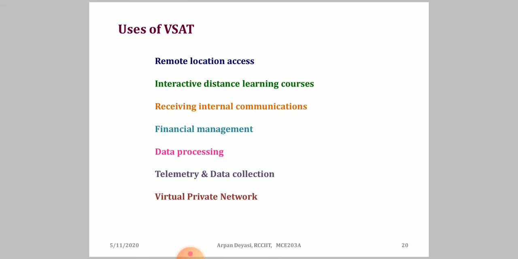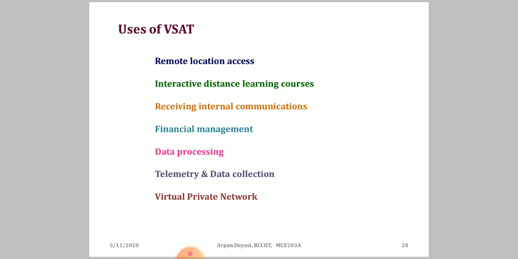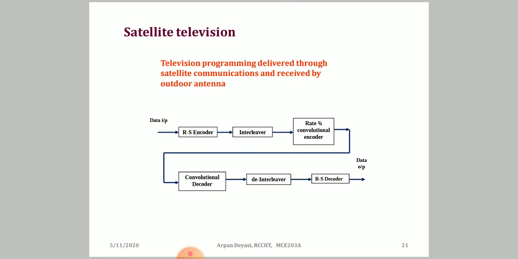The uses of VSAT. Remote location access is possible. Interactive distance learning courses, receiving internal communications, financial management, data processing, telemetry, virtual private network, everything is available in VSAT. Now I am going to satellite communication. It's television programming that is delivered through satellite communication and received by the outdoor antenna. How it works: the data input goes to the Reed-Solomon encoder, then there is an interleaver, then a 3 by 4 convolutional encoder. It goes to the convolutional decoder, de-interleaver and Reed-Solomon decoder. That's basically the interleaver and de-interleaver process for DSB TV or satellite television.